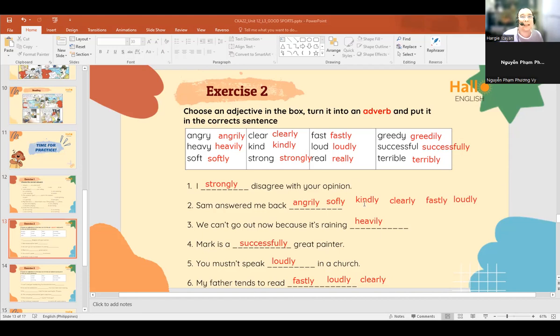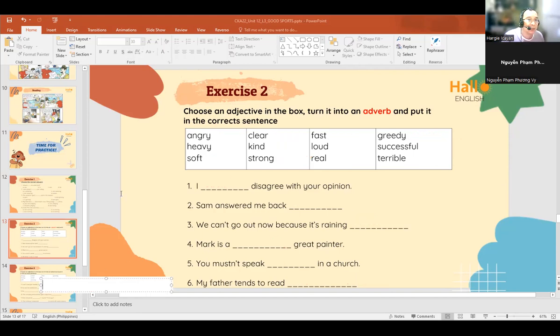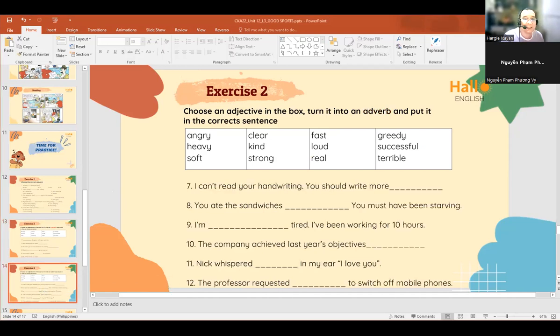Yes. Okay. Now I'm going to clear this one because we have to proceed to the next one. So it's the continuation of this activity. Again, remember our adverbs in here: angrily, heavily, softly, clearly, kindly, strongly, fastly, loudly, really, greedy, successfully, and terribly. Okay, number 7. Can you read and answer?